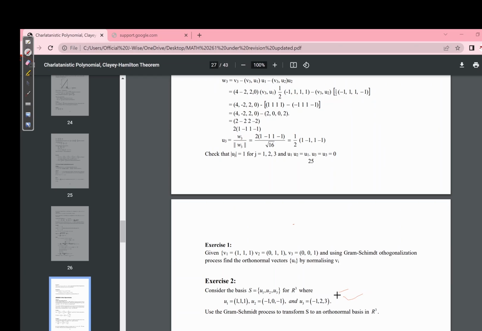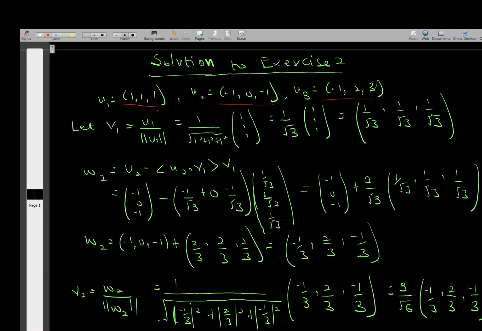Okay, so let's check if they are orthogonal. You see, u1 dot u2 is given by 1 times negative 1 is negative 1, 1 times 0 is 0, so plus 0, 1 times negative 1 is also negative 1. This gives us negative 2. So this means that u1, u2, and u3 are not orthogonal, and hence they are not orthonormal. So we have to use the Gram-Schmidt process to transform these vectors u1, u2, u3 into an orthonormal set of vectors.